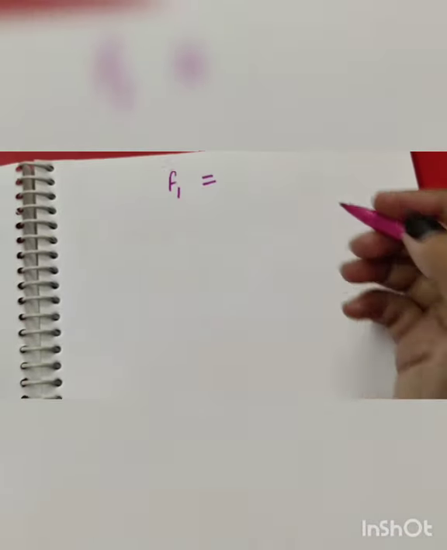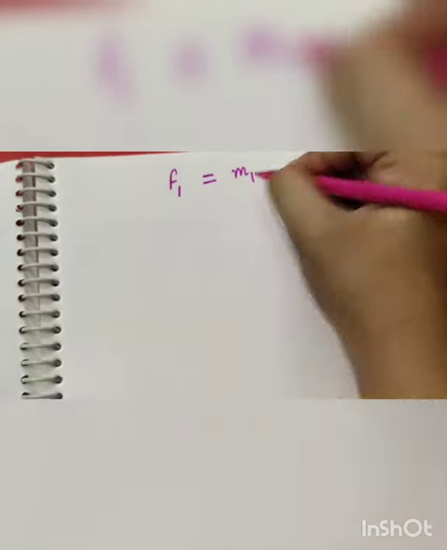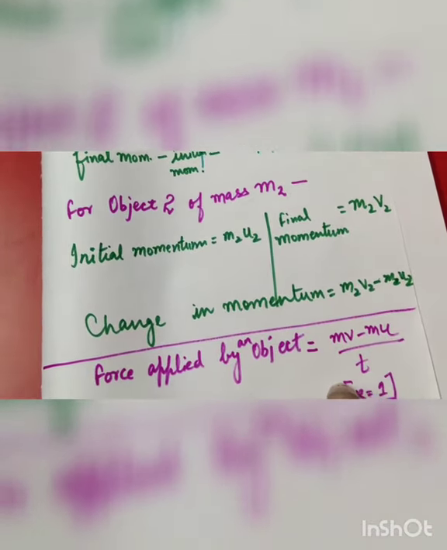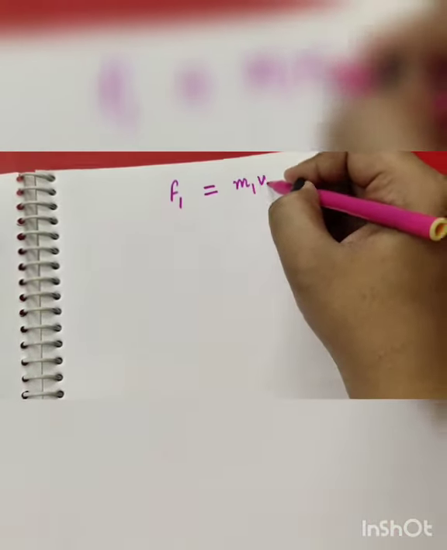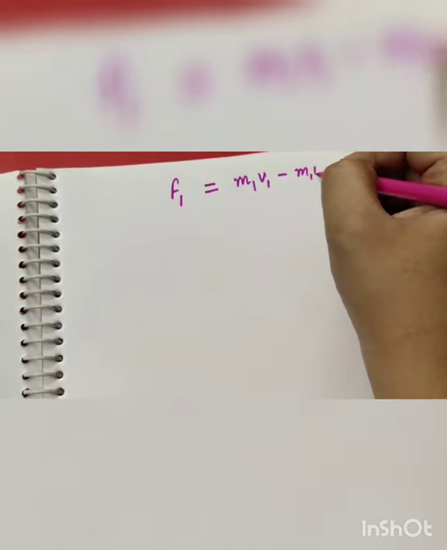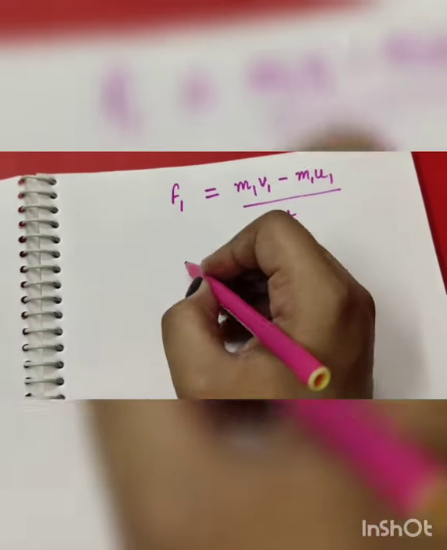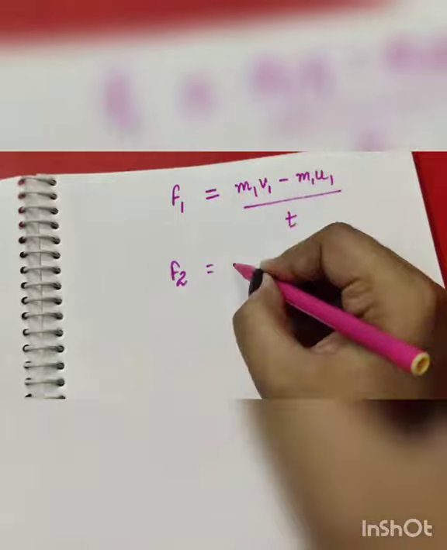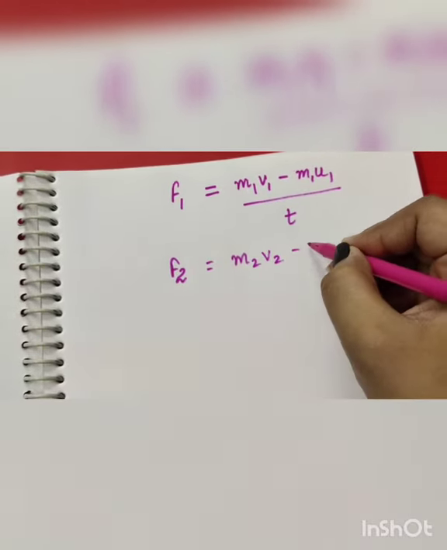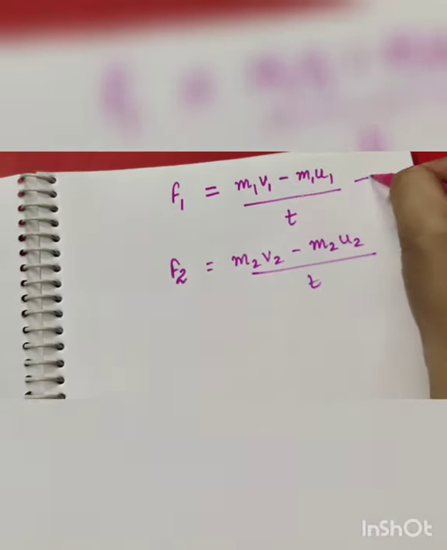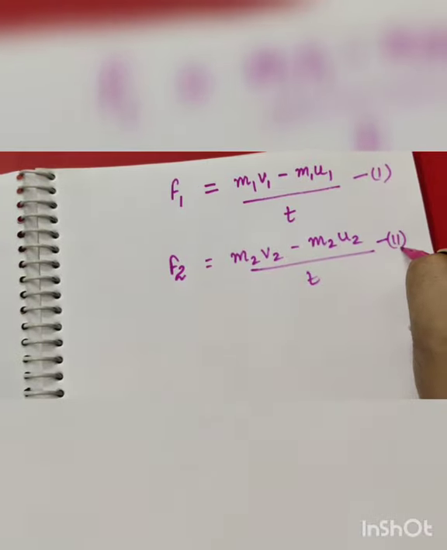So obviously when we talk about mass, we will take the mass of object 1, and we know that it is final momentum minus initial momentum by time taken. So for our case, final momentum will be m1 v1, initial momentum will be m1 u1, and time taken will be t. Similarly, for the second object it will be m2 v2 minus m2 u2 by t. First equation, second equation.